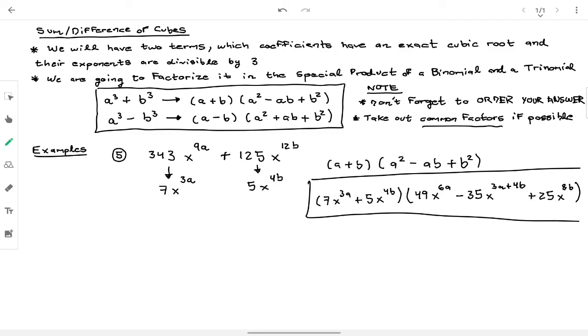So don't worry about it. If we have letters in the exponent, it's the same. If those exponents are divisible by 3, we can do it in this type of exercise. So those are going to be the exercises of sum or difference of cubes. Remember, it's only applying the structure, looking for the specific exact cubic roots, and only using the product of a binomial and a trinomial. Don't forget, always remember to order your answers, and also if you can take out common factors, take them out.